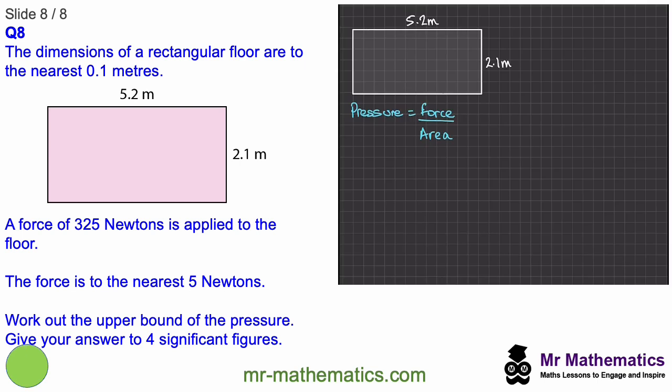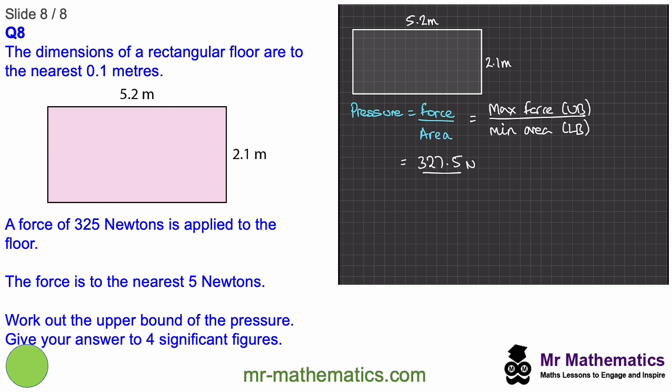To work out the upper bound of the pressure, we need the maximum force, or the upper bound of the force, divided by the minimum area, which is the lower bound of the area. So the maximum force, well, we're told is 325 plus or minus 2.5, so this becomes 327.5 newtons, which is the upper bound.